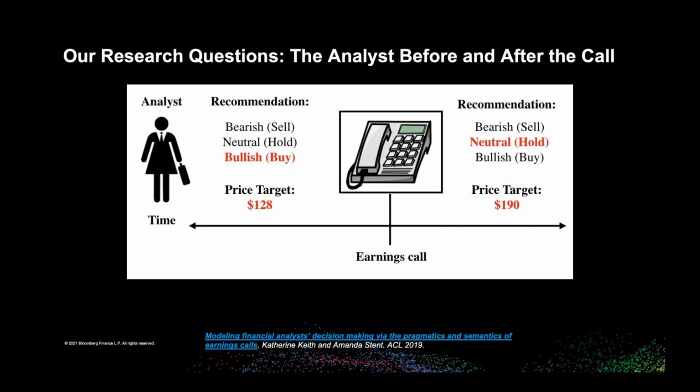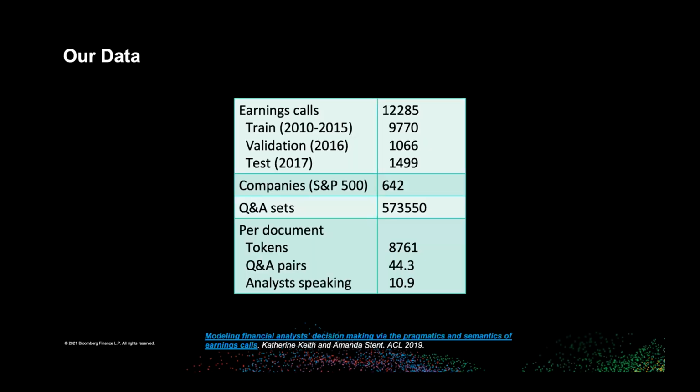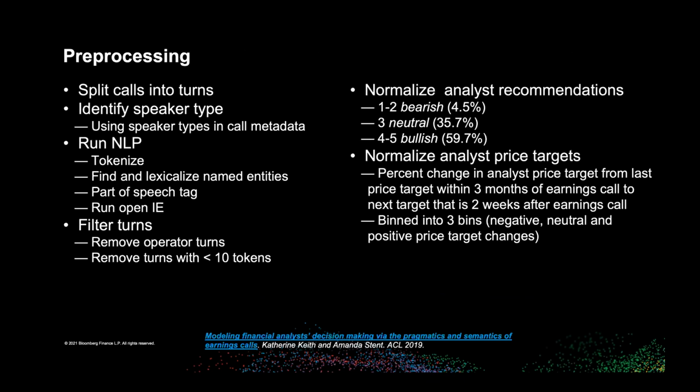And so what Keith and Stent wanted to look at was, how are these changes related to the meat of what happens on the earnings call? In order to look at that, they collected really quite a volume of earnings calls. You can see that, altogether, there are a little more than 10,000 earnings calls with about 10 analysts on average per call.